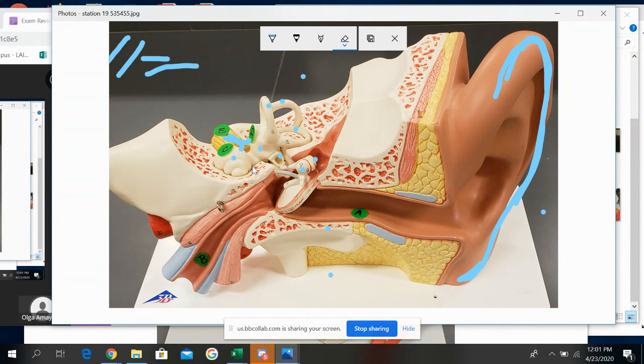Here in our vestibule, we have three semicircular canals, each perpendicular to one another. We also have our cochlea, which is also connected to our vestibule. All the sensory information that these organs receive is sent over to our brain through cranial nerve number 8, otherwise known as our vestibulocochlear nerve.